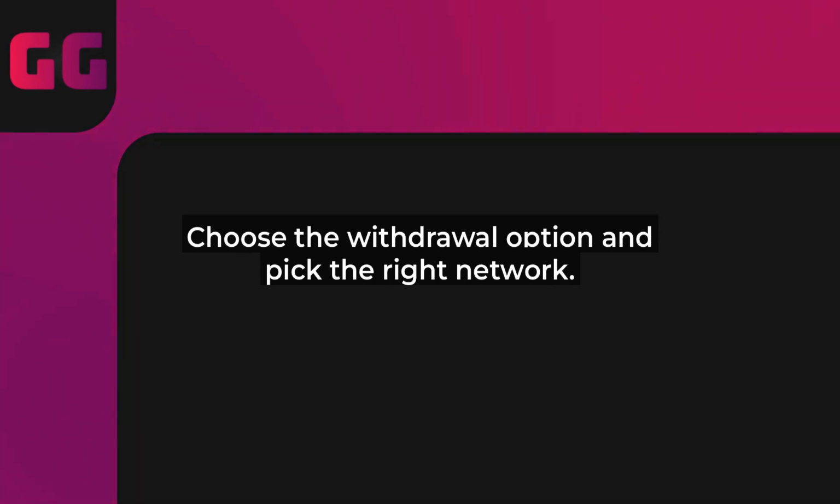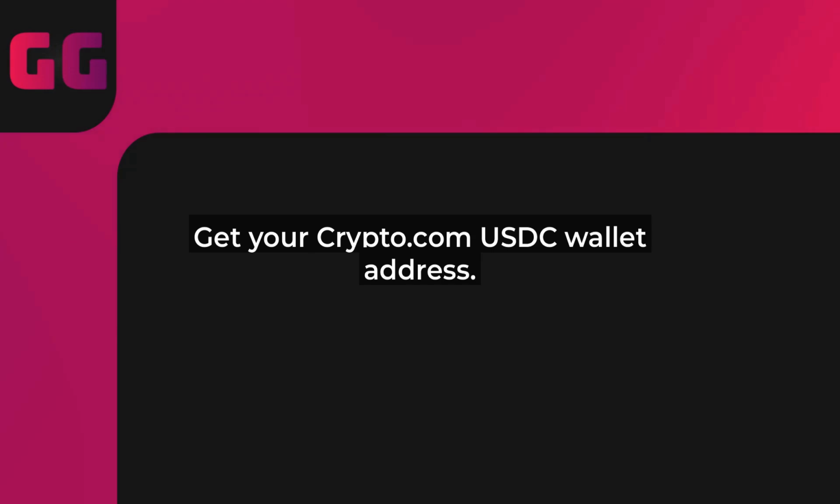First things first, before we get started, make sure you have accounts set up on both Uphold and Crypto.com. Your accounts should be fully verified to avoid any delays or restrictions. Think of this as your crypto safety net. Also, double-check that you have USDC in your Uphold wallet. If not, you'll need to deposit or buy some first.